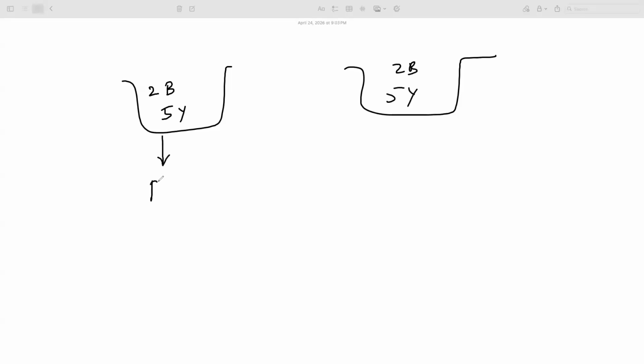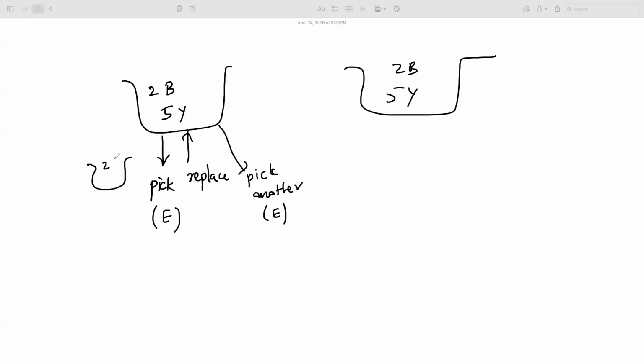Now, I pick a marble, replace it, and pick another. This is an event, and this is an event, right? Before event 1, my bag had 2 blue, 5 yellow. Before event 2, it has 2 blue, 5 yellow. As a result, these 2 events will have the same status of the bag. So, the events are independent of one another. Any questions?